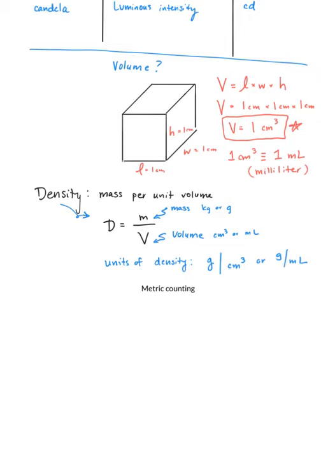The entirety of the SI system can be approached with this metric counting mechanism, which is based on the number 10, something that we're all already used to using because our counting system is based on the number 10 as well. By the time we get to 10, when we're counting 1, 2, 3, 4, 5, 6, 7, 8, 9, 10, we start over again.